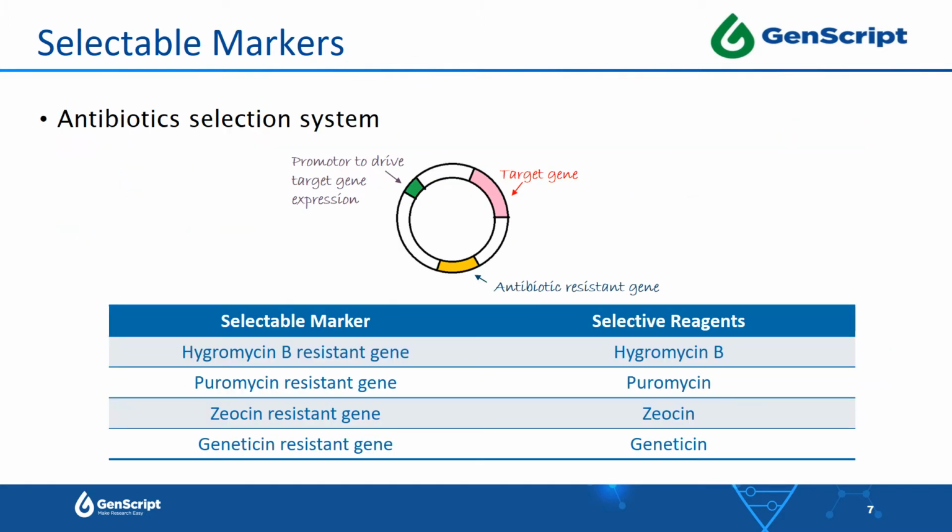To select the plasmid with target gene expression, an antibiotic selection system was applied. When constructing the plasmid, both the target gene and the antibiotic resistance gene were constructed to be driven by the same promoter. A plasmid expressing the target gene can then be selected by the expression of the antibiotic resistance. A variety of antibiotic-resistant selectable markers are used in different products, including the hygromycin B resistance gene, puromycin resistance gene, zeocin resistance gene, as well as the geneticin resistance gene.